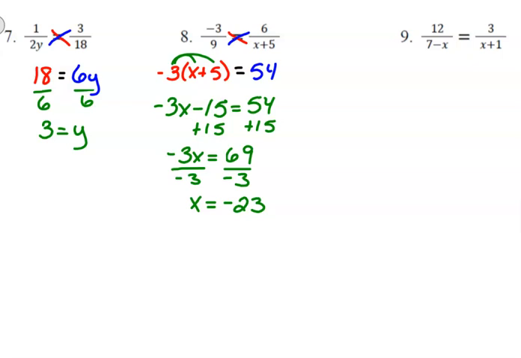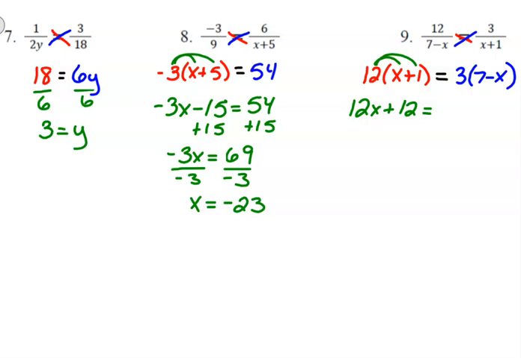Last one, I'm going to take 12 (x plus 1) to equal 3 times (7 minus x) in parentheses. Okay, you always want the whole number in front of the parenthesis and whatever has the plus or minus sign inside your parenthesis. So now we distribute: 12 times x, 12 times 1, so 12x plus 12. On the other side, 3 times 7 is 21. 3 times a minus x is now a minus 3x.